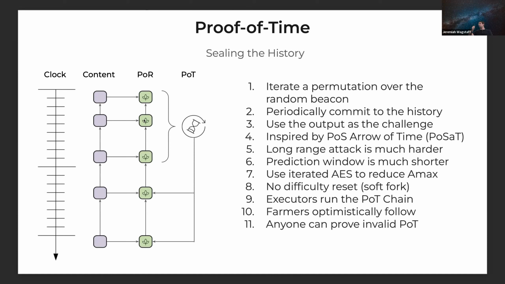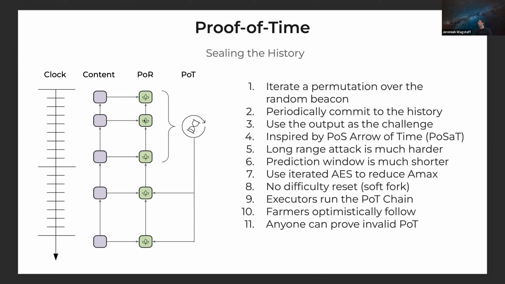We use a permutation, we use AES, and we do this over the random beacon. So we have some randomness generation protocol that's the input into the proof of time. We iterate over that. We periodically commit the history back into that as well. So we're sort of sealing the history. And then we use the output of this iterated permutation as the input to the randomness beacon. So you really can't know what the challenge is until right when the time slot arrives, or just before the time slot arrives.